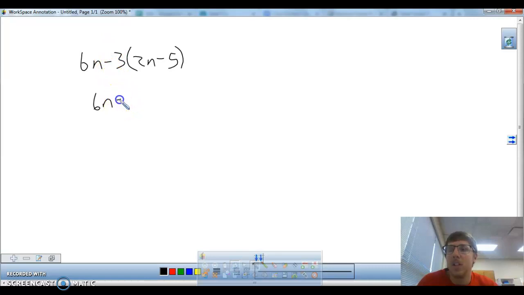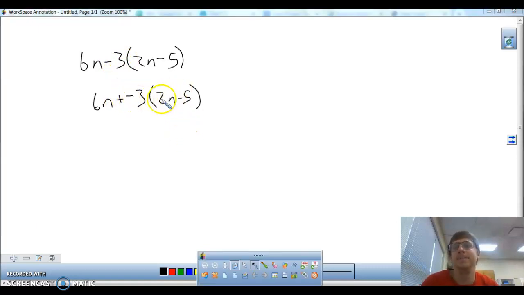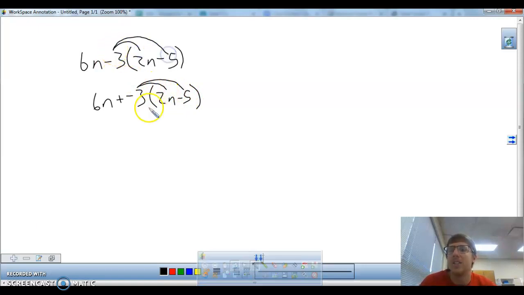Now remember, we could change this to 6n plus negative 3 times 2n minus 5. Remember, subtracting a positive is the same as adding a negative, right? So now you see it a little clearer that you need to distribute not just 3, but you need to distribute negative 3 to everything. Okay, if you can see that here, you don't have to rewrite it. It's just for those of you that maybe it doesn't come as naturally that you see that.